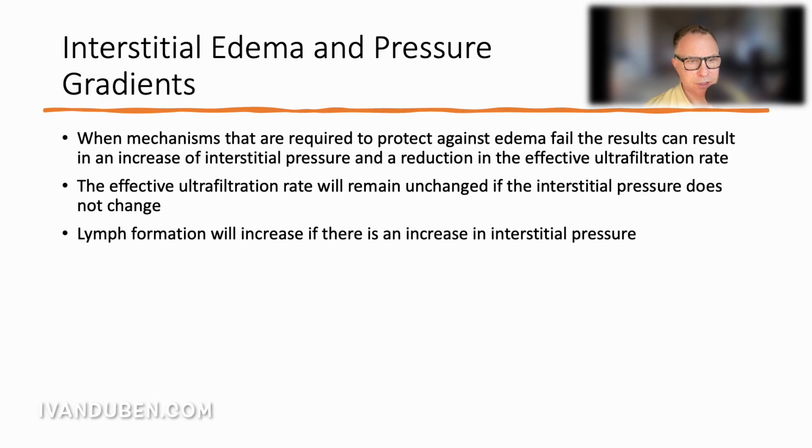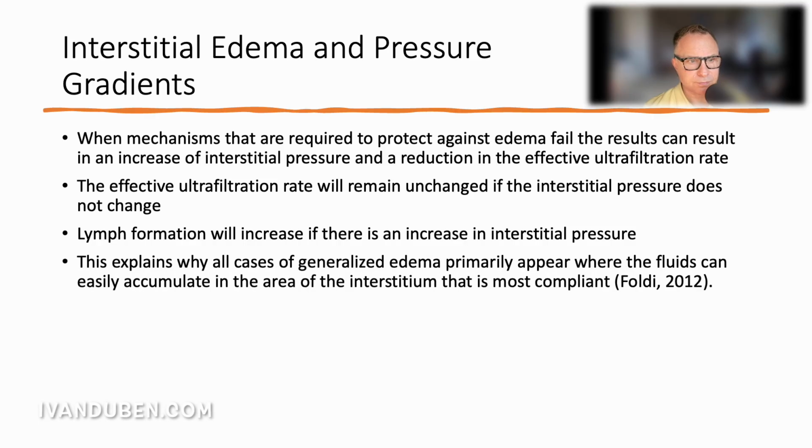Lymph formation will increase if there's an increase in interstitial pressure. This explains why all cases of generalized edema primarily appear where the fluids can easily accumulate in the area of the interstitium that is most compliant. So the lymphostasis will occur in the areas where the lymph will go to the path of least resistance, and then it'll get stuck there and get trapped there.